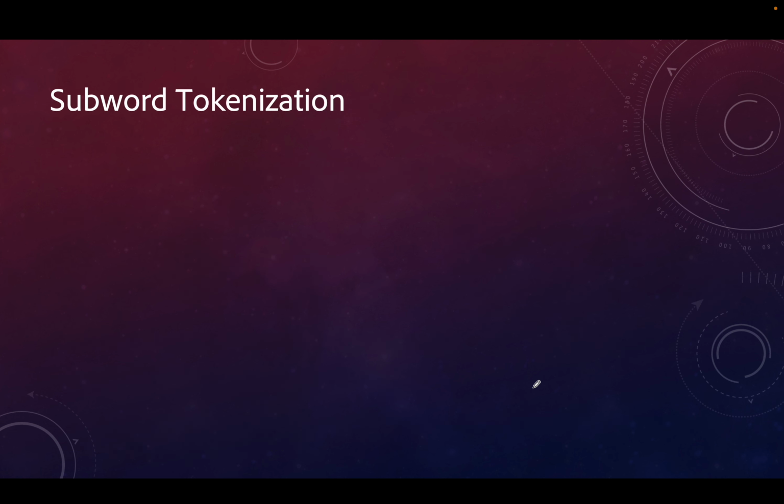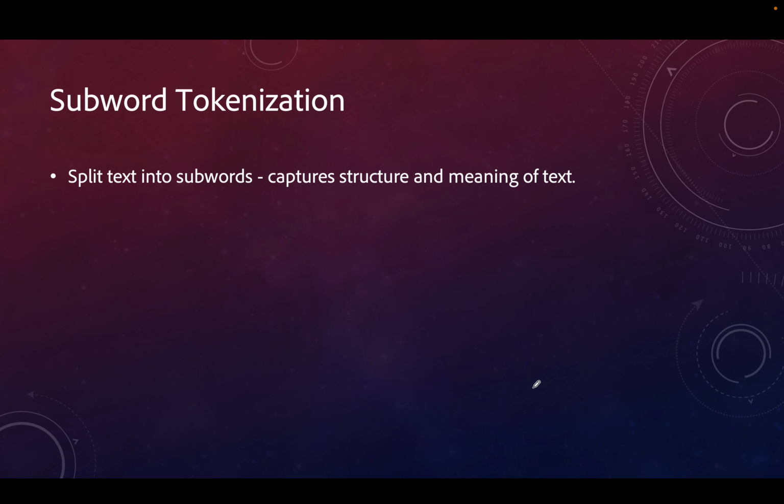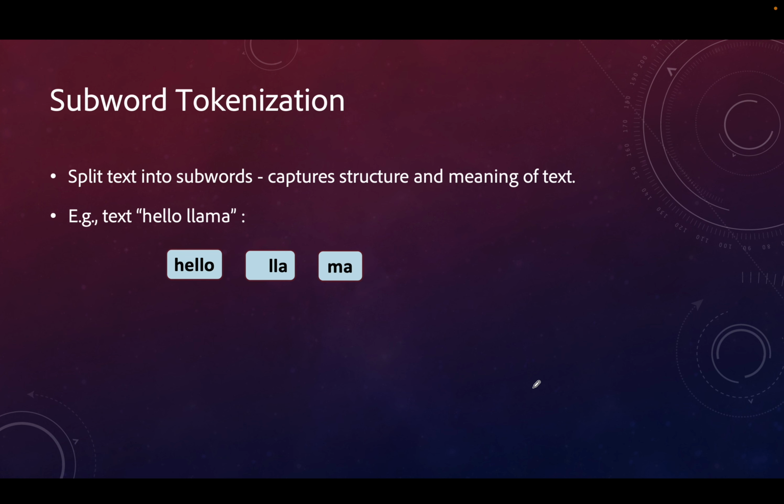So the final one is subword tokenization, which splits text into subwords. So it captures the structure and the meaning of the text. So for example, if we have hello llama, then I am giving some random tokenization where maybe the word hello is a token in itself. Let's say assign a value of 1000 token ID. And then llama is broken into LLA and MA. So this MA starts with M, but this LLA, it starts with a space here.